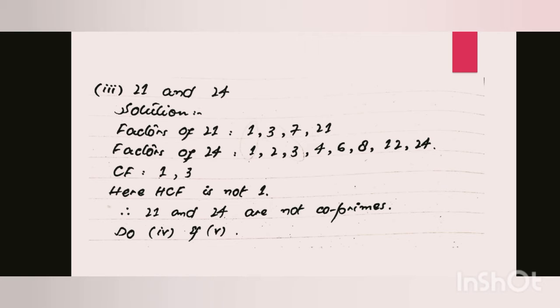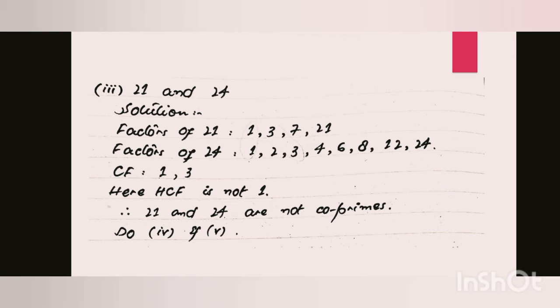First we find factors of 21, which are 1, 3, 7, 21. Then factors of 24, which are 1, 2, 3, 4, 6, 8, 12 and 24. The factors that are common in both of these numbers are 1 and 3. Common factors are 1 and 3 here.